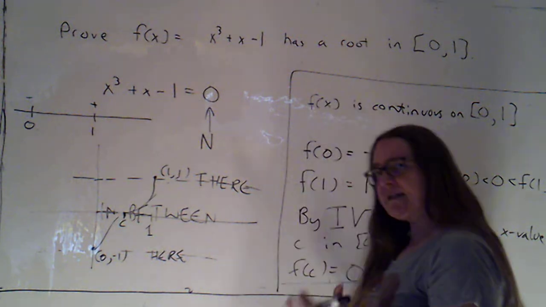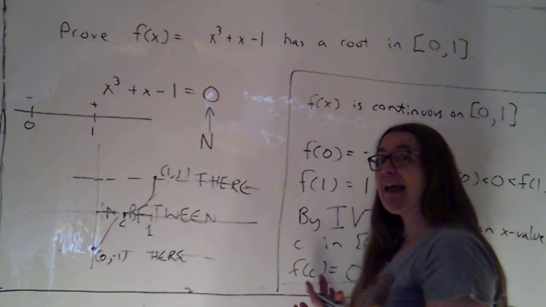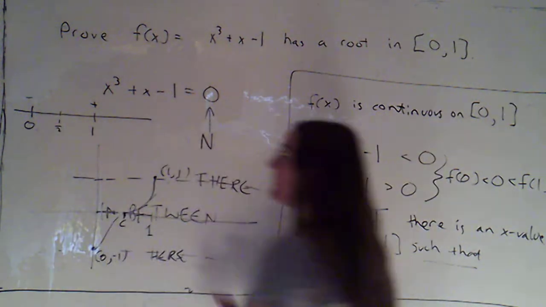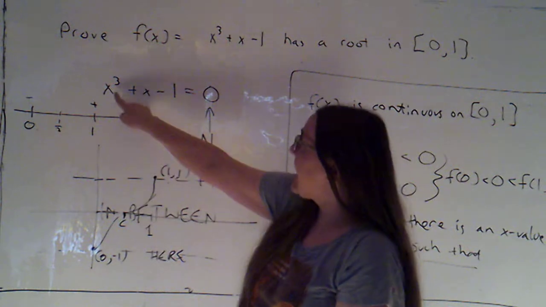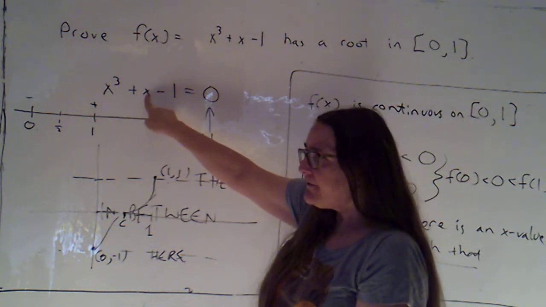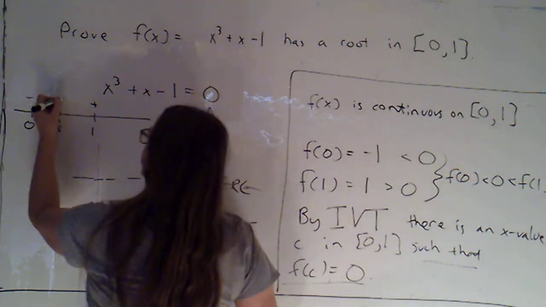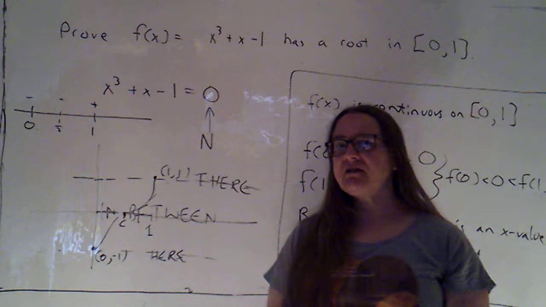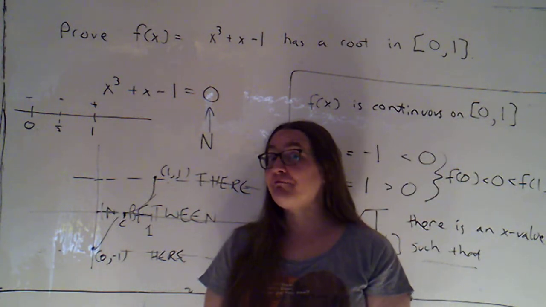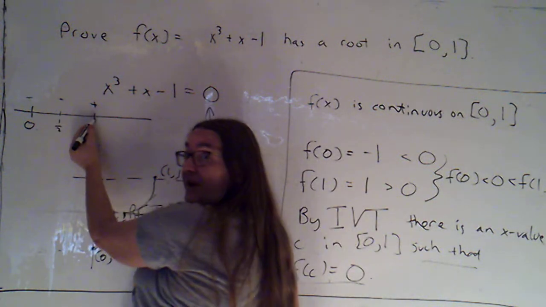If I wanted to get a decimal approximation of that, I could use the intermediate value theorem again. If I take a look at 1/2, if I plug in 1/2, I'm going to get 1/8 plus a half, so that's 5/8 minus 1. That's still going to be negative. Now what I just did is I cut the interval in which I know there's a root in half. I now know there's a root between 1/2 and 1.